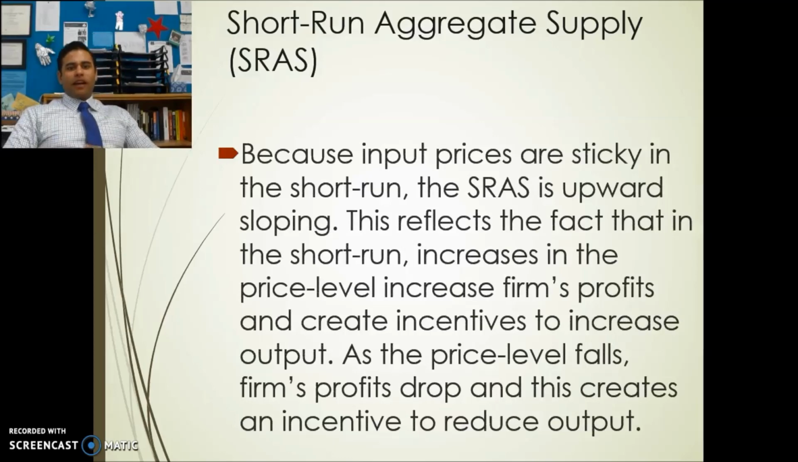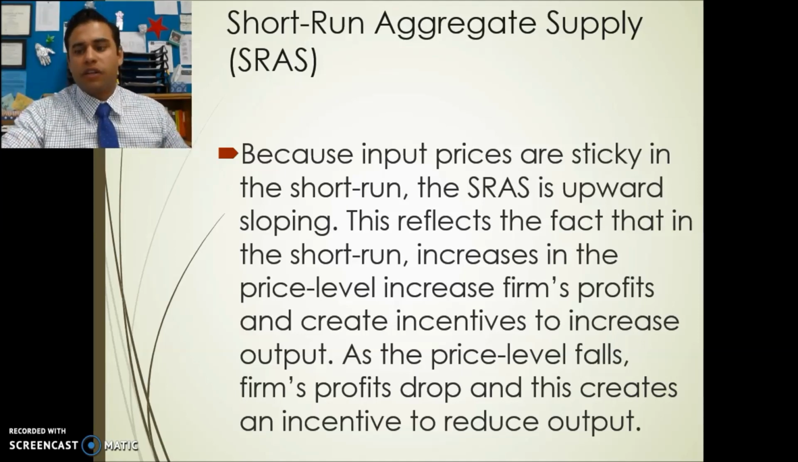Alright, so short-run aggregate supply can be described this way. Because input prices are sticky in the short run, aggregate supply is upward sloping. This reflects the fact that in the short run, increases in price level increase firms' profits and create incentives to increase output. That's that discounted labor and rent I was just talking about. As the price level falls, firms' profit drops, and this creates an incentive to reduce output. So just kind of verbalizing what we talked about, given that story that we had.